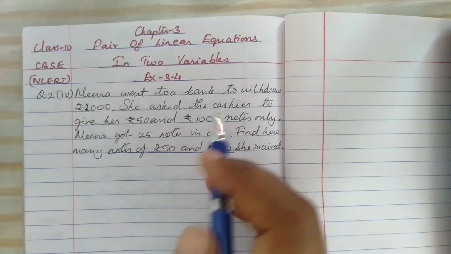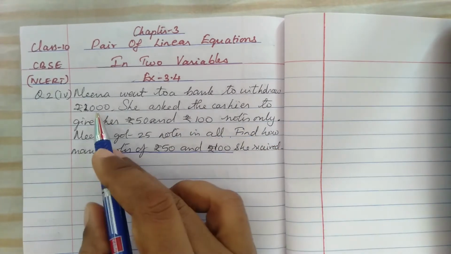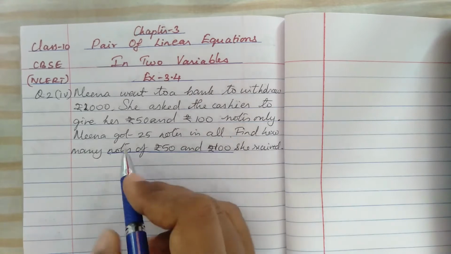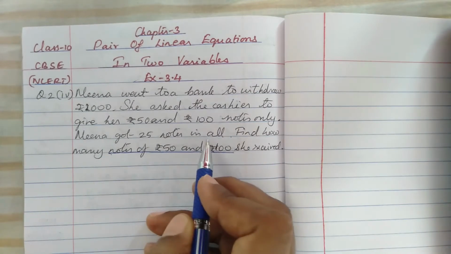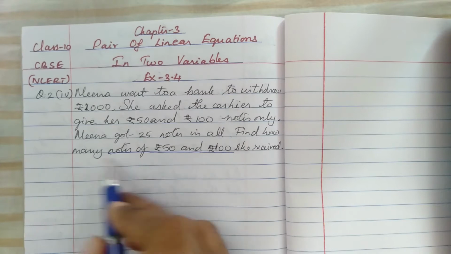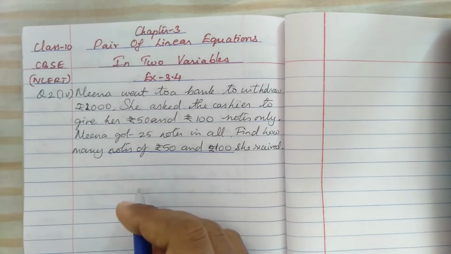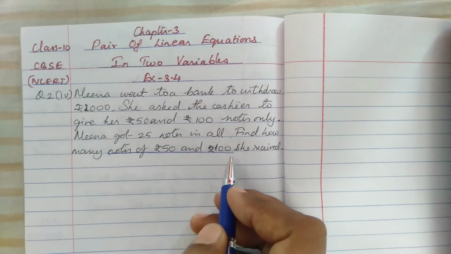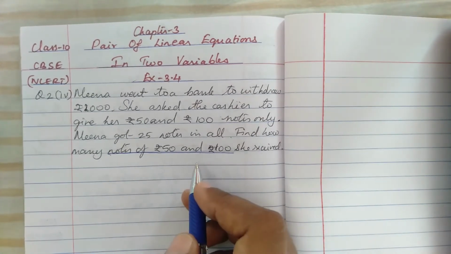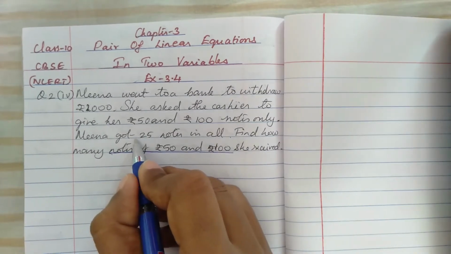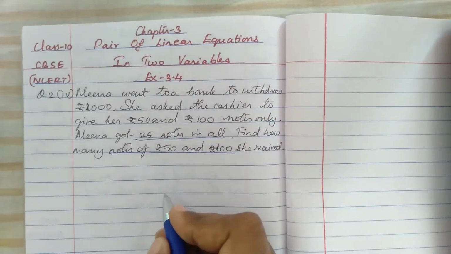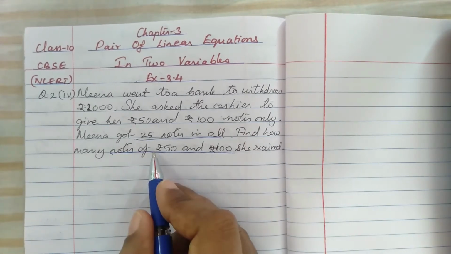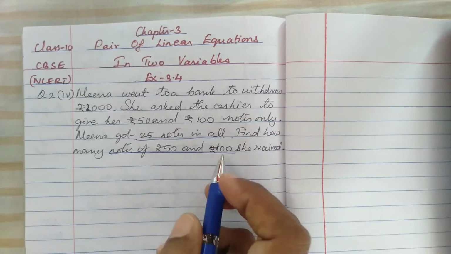So the question says, Meena went to a bank to withdraw rupees 2000. She asked the cashier to give her rupees 50 and rupees 100 notes only. Meena got 25 notes in all. Find how many notes of rupees 50 and rupees 100 she received. Here the notes of rupees 50 and rupees 100 are the denominations that she received, and it is also said that she has taken 25 notes in all. So we actually don't know the number of notes of rupees 50 and rupees 100 she received.